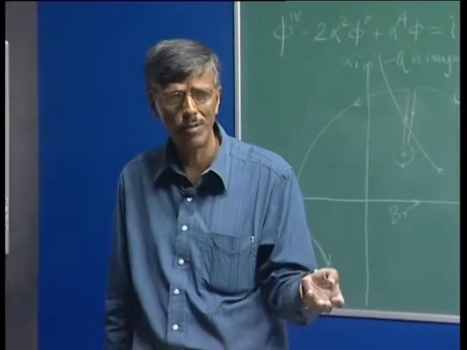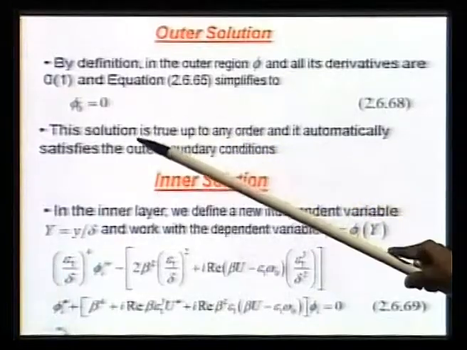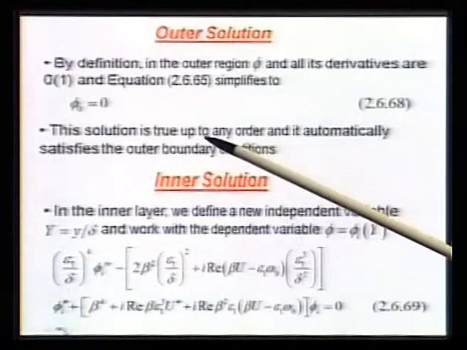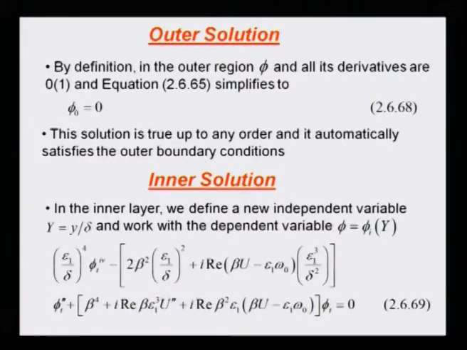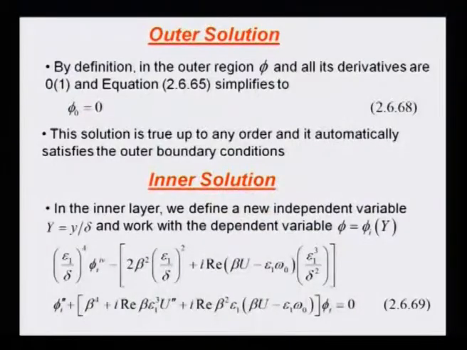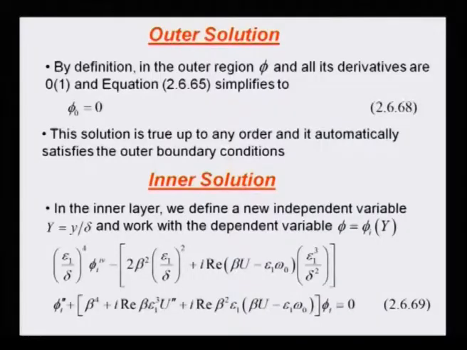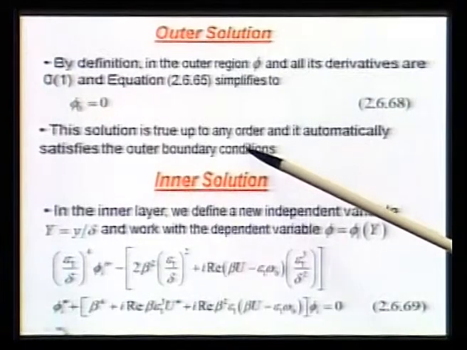We can always have a case where in the outer part we would not have any contribution, and this is interesting. This is true for any order of epsilon 1, right. And what happens? This satisfies the far field condition as y goes to infinity. There is absolutely no problem. To any order you can satisfy that.